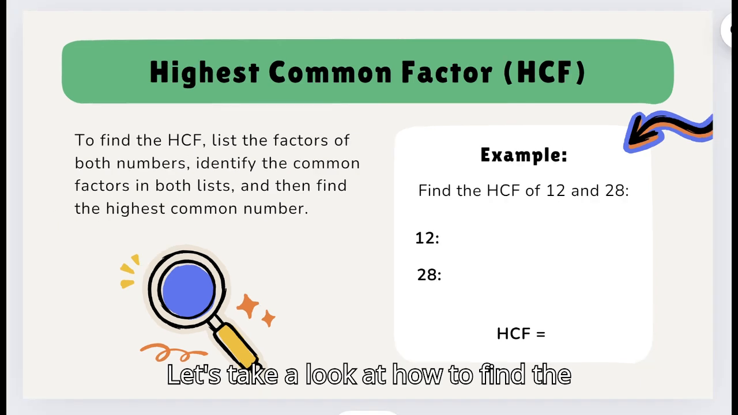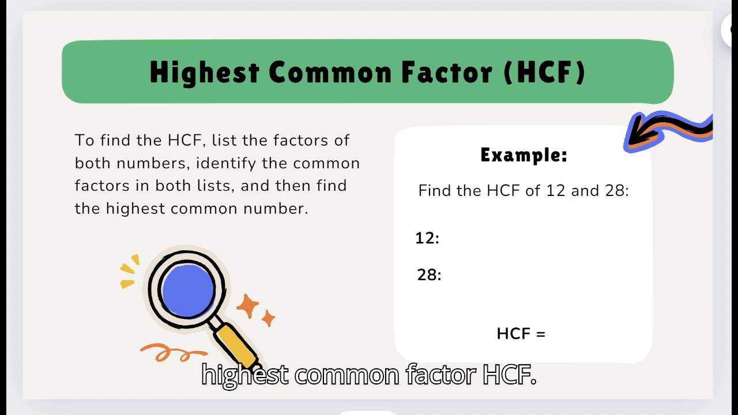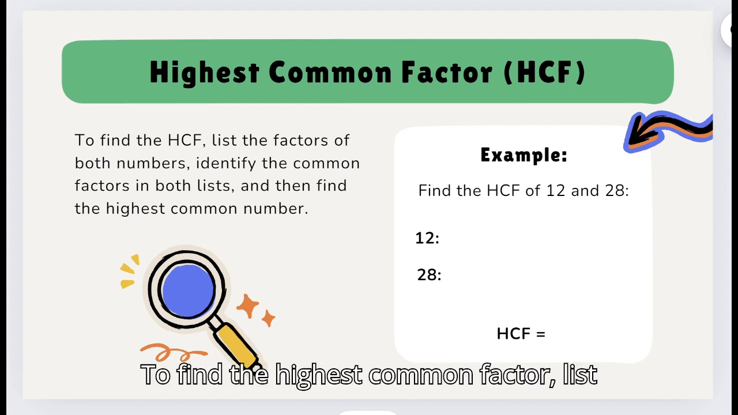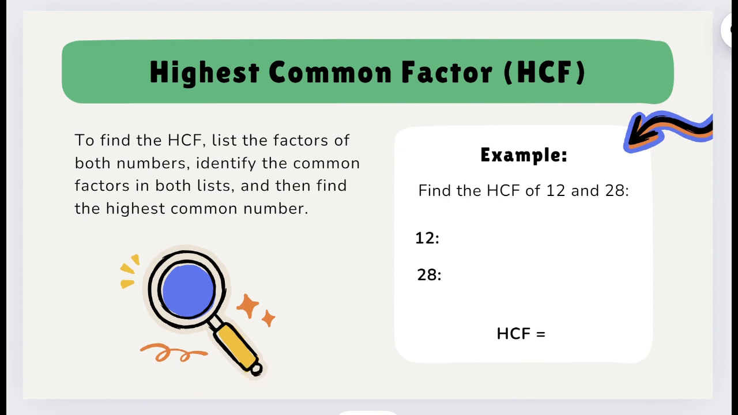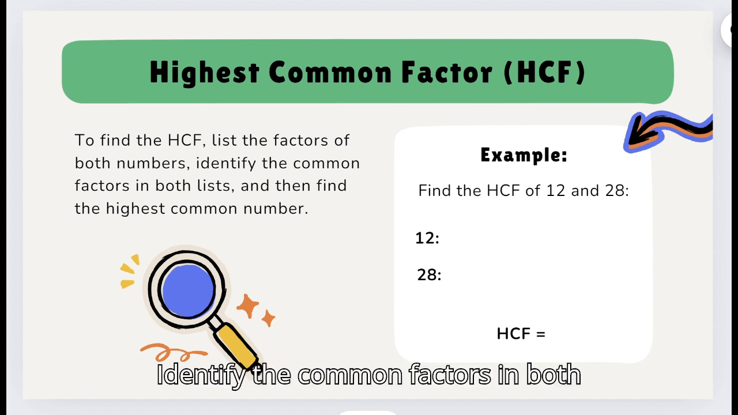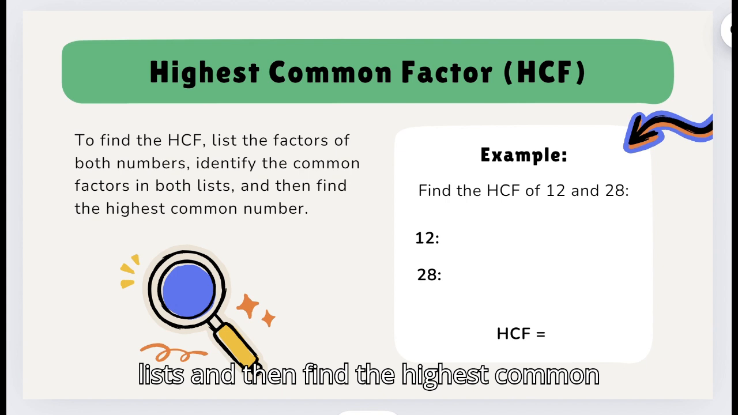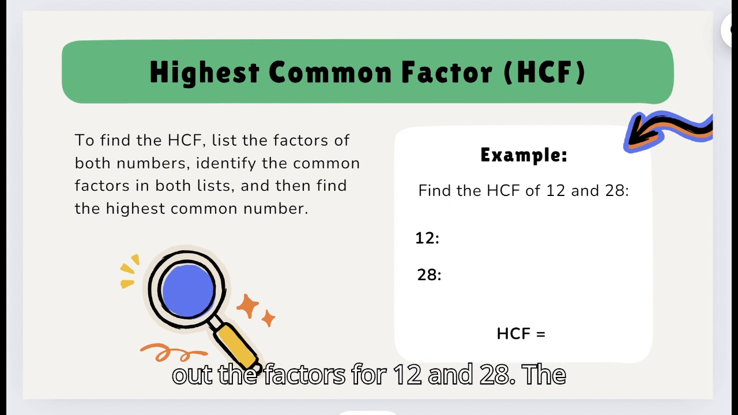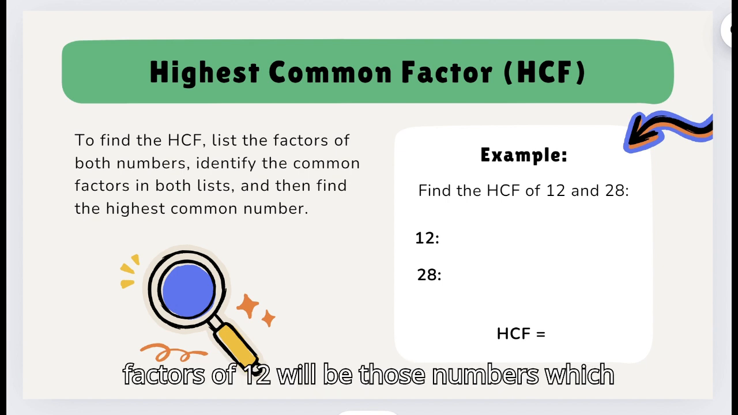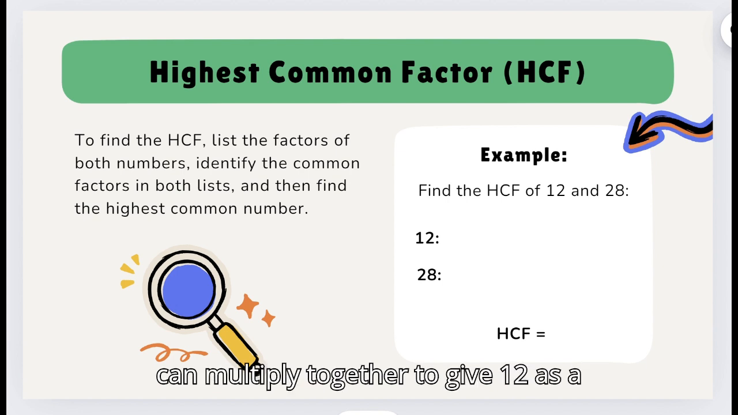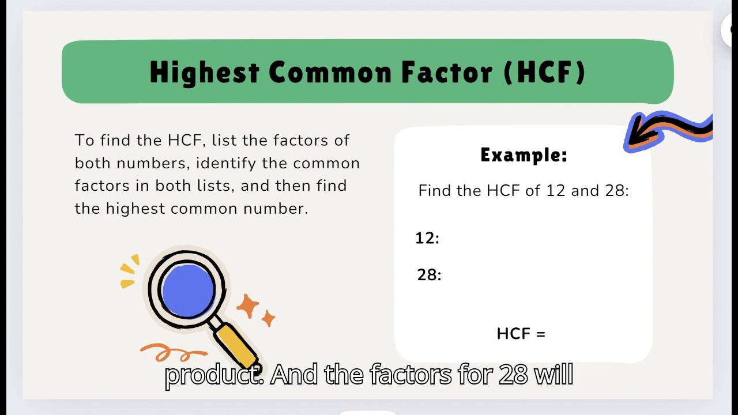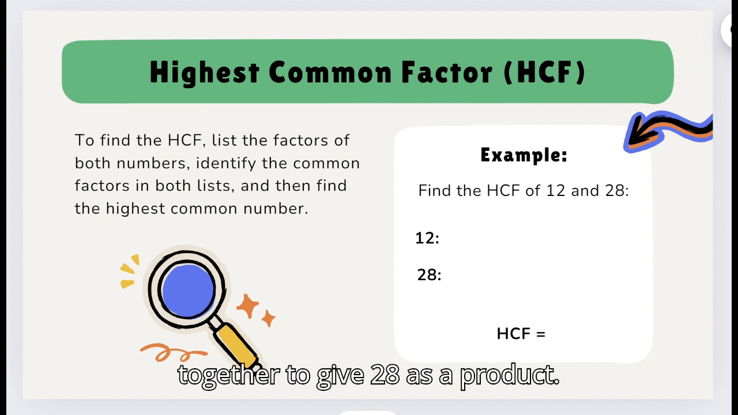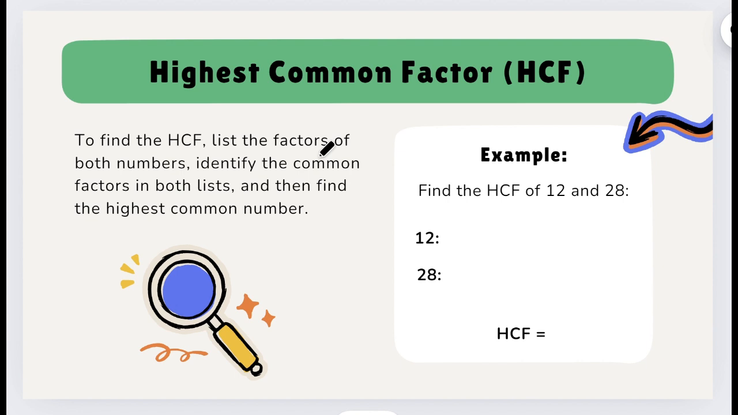Now let's take a look at how to find the highest common factor, HCF. To find the highest common factor, list the factors of both numbers. Identify the common factors in both lists, and then find the highest common number. So I'm going to start by finding out the factors for 12 and 28. The factors of 12 will be those numbers which can multiply together to give 12 as a product. And the factors for 28 will be those numbers which can multiply together to give 28 as a product.